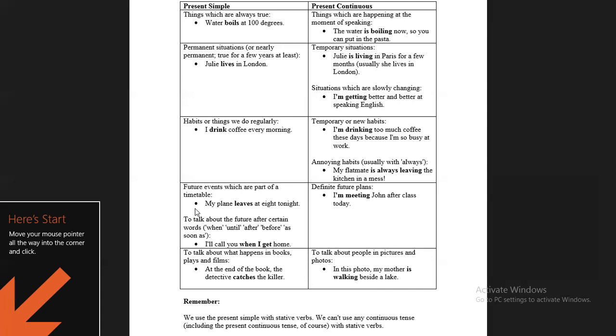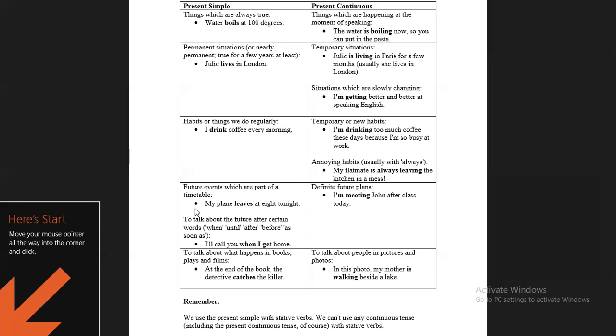But when I'm talking about the general truth of at which degree water boils, I use the present simple. So this is the first use. Simple present is used with facts, things that never change. And the present continuous is used with things that are temporary or happening at the moment of speaking. Let's go to the second use.